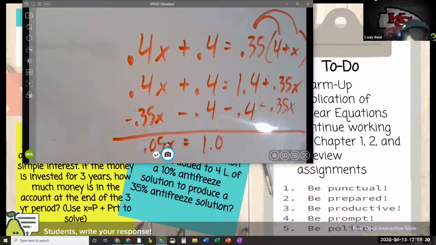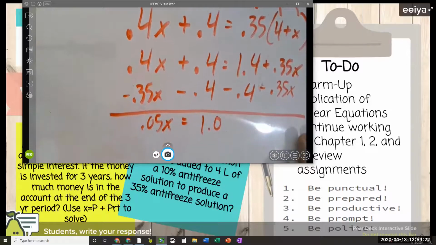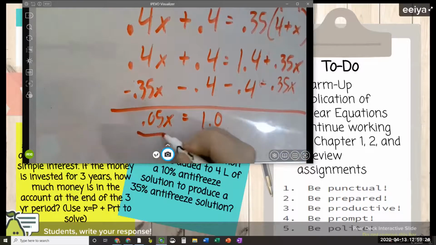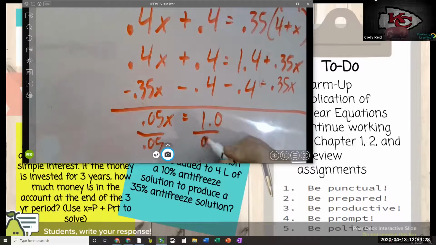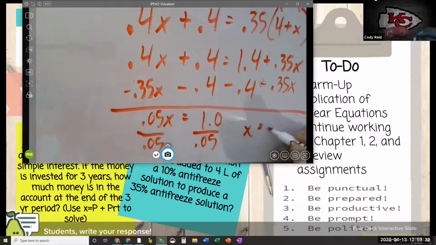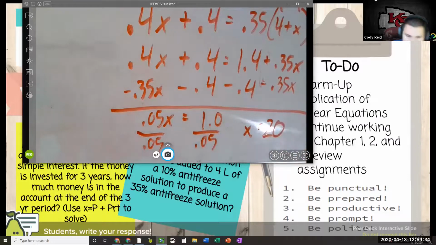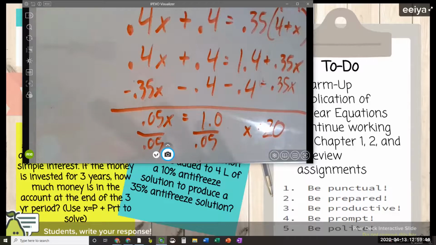And what's the next thing we'll do? Divide by 0.05. And when we do that, that will give us 20. So how many liters of the 40% do we have to mix in with the 10%? 20. Yep.